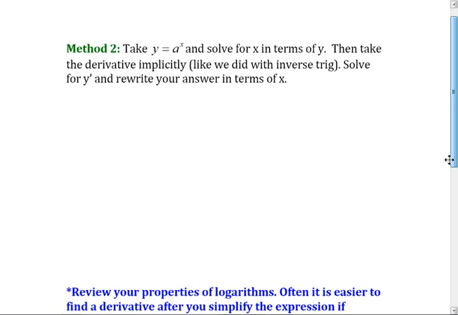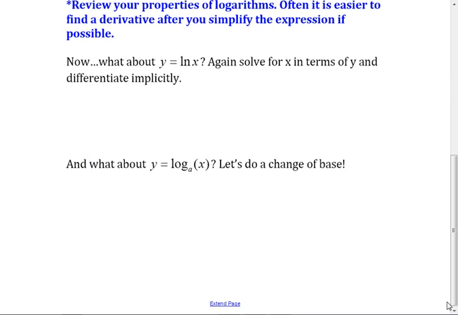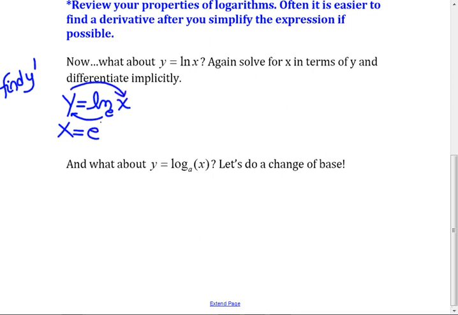We can't do method 2 yet because I have to do this. Sorry. What about the log of x? Y equals the natural log of x. I want to find y prime. Don't know what it is, but could you solve for x in terms of y? What is x equal to? Remember how we did this? You go the base to that exponent, because the log is an exponent, equals x. So it's e to the y.